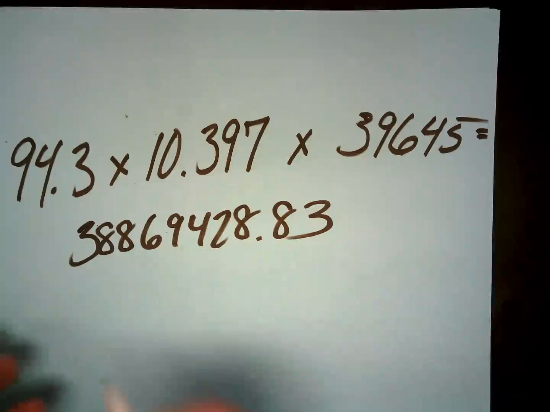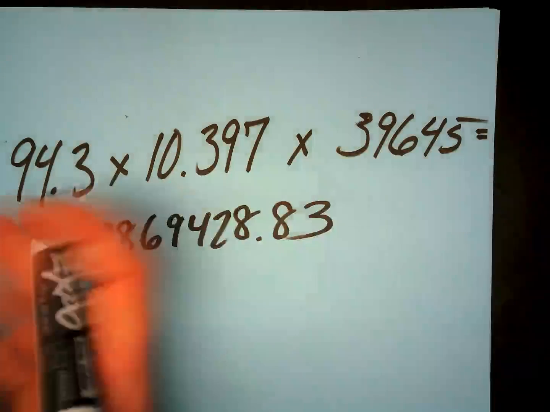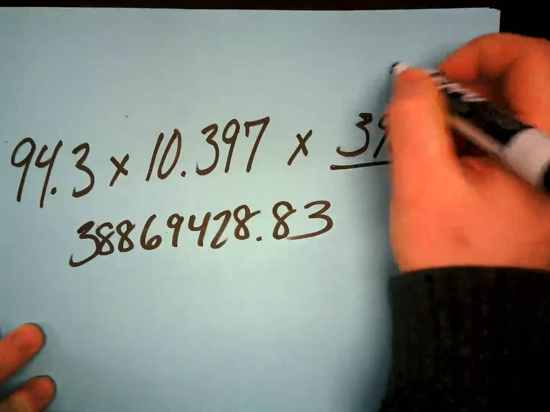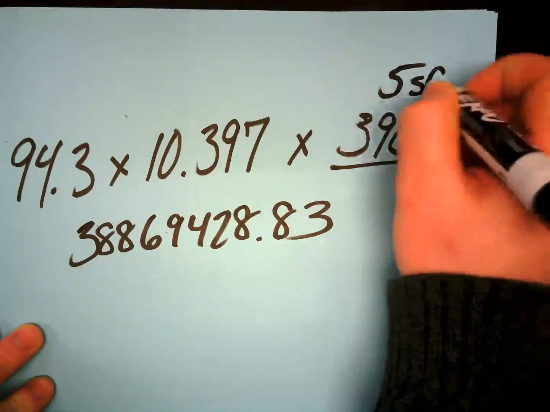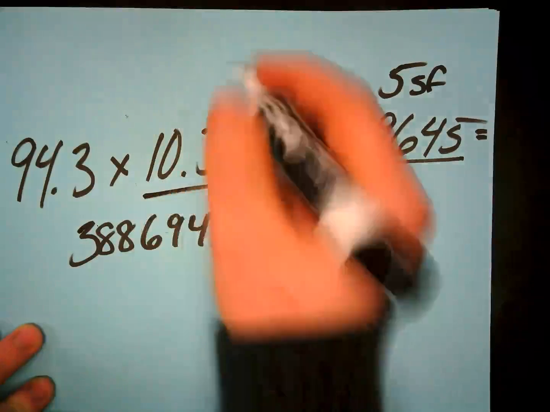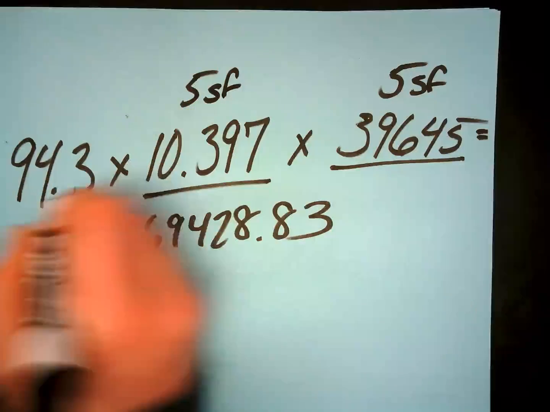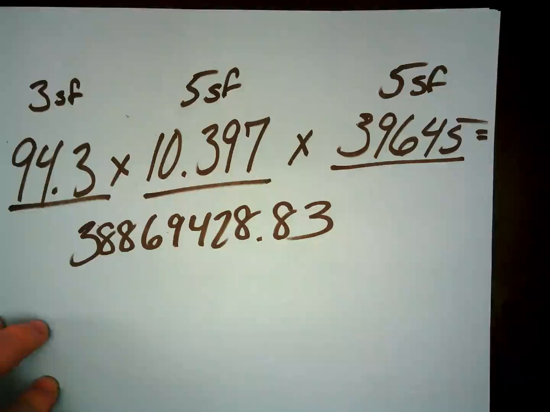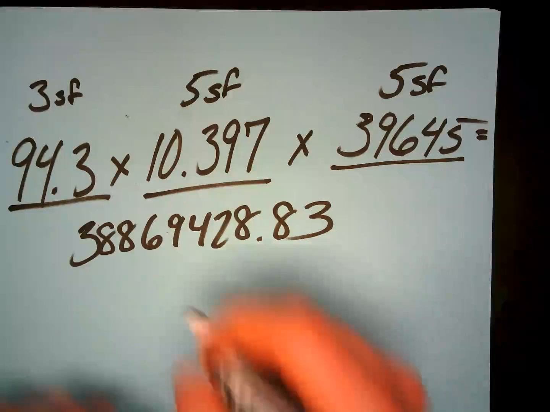So what this is going to turn into is the lowest number of sig figs that I need to include. So here we have 5 sig figs. Here we have another 5 sig figs. And then over here we have 3 sig figs. And we've got to go with the lowest number of sig figs when we're writing our final answer.